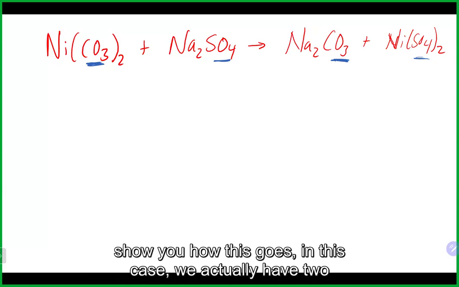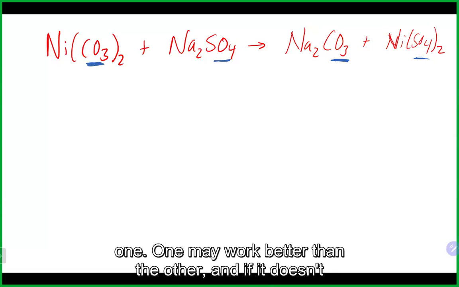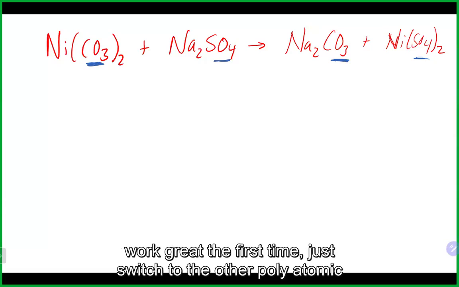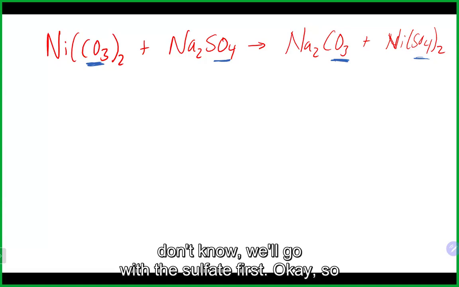So to show you how this goes, in this case, we actually have two different polyatomic ions. You could actually choose either one. One may work better than the other. And if it doesn't work great the first time, just switch to the other polyatomic ion. So for example, if I decided I wanted to fix the, I don't know, we'll go with the sulfate first.